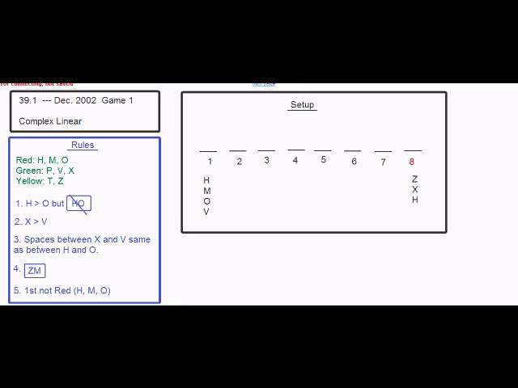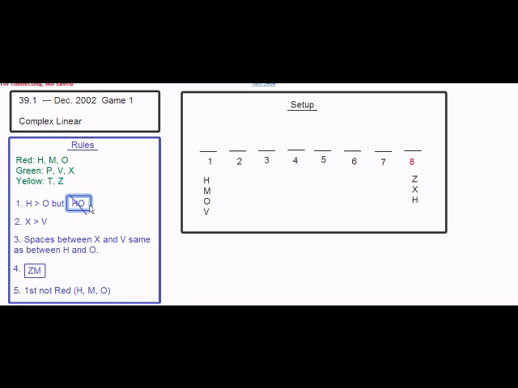So let's quickly go through the rules. The first rule says H must be placed into some position before O, but H cannot immediately precede O. So here's where it says H has to be before O, and then this part is saying that H and O can't be next to each other. So basically, H is going to have to precede O by at least one space. Actually, let me be careful. H is going to have to precede O, and there's going to have to be at least one space in between them.